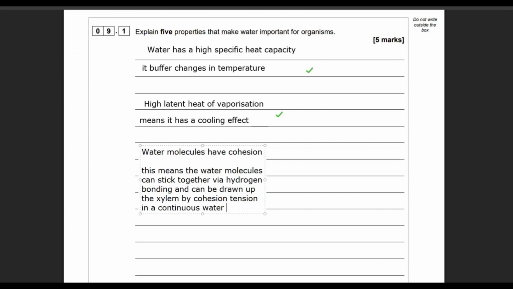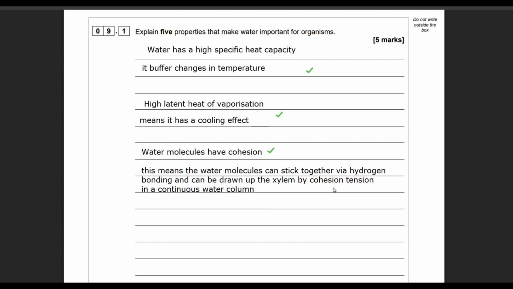continuous water column. Now, do I need to write all of that? No, that is just going overboard. We just need to say water molecules have cohesion. This means they can form a water column, which is useful in plants, right? I've just gone a bit overboard. Okay, so that looks like it's 4 marks, but it's not.